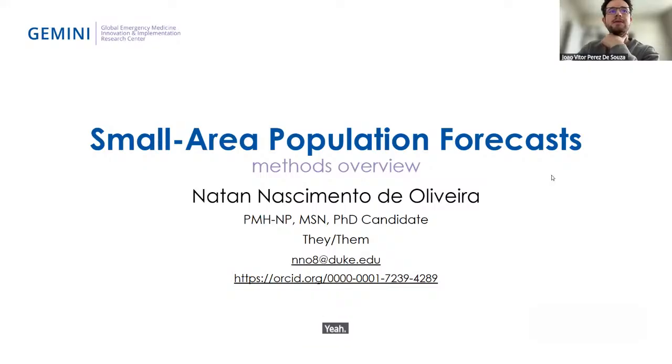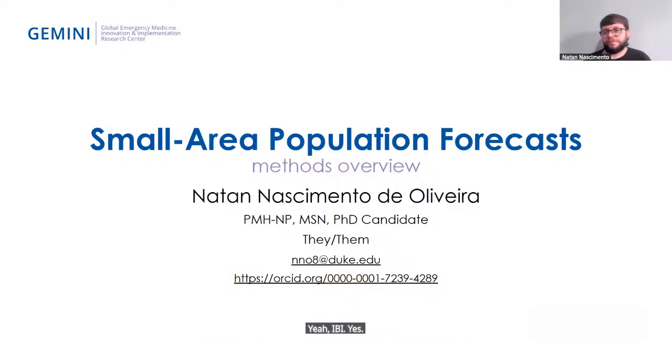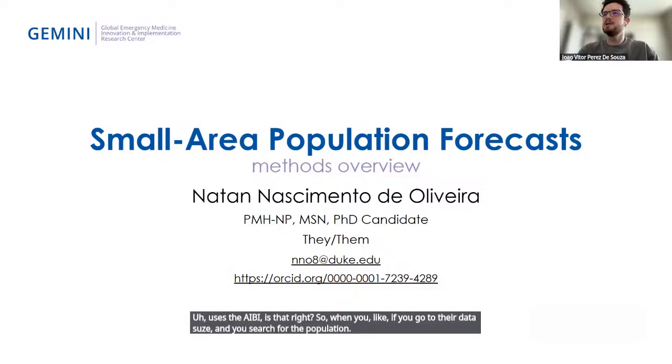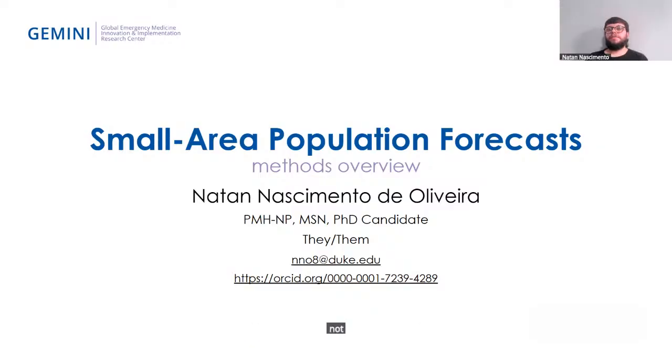Yeah. But in terms of practical application for the theoretical, you mentioned that the Brazilian Institute of Geography uses the AIBI. Is that right? Yes. If you go to the data source and you search for the population projections, I think that's the name of the data set, that's the one that they are using. Not anymore. Since we have the census of 2022, they updated the population using the cohort component because that's the gold standard. But if you go back to what they had prior, the outdated version, then that will be AIBI.